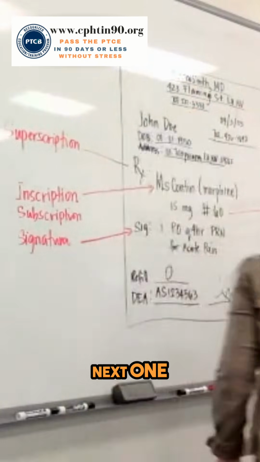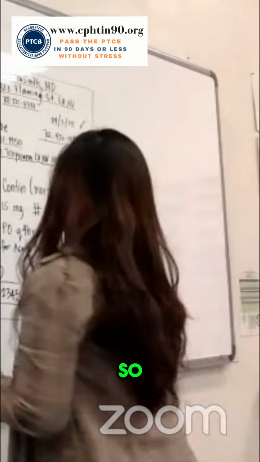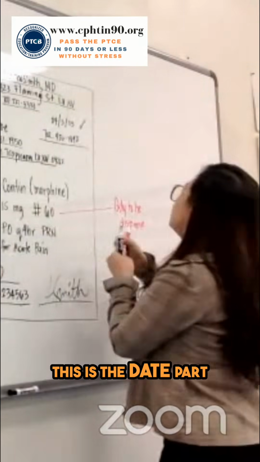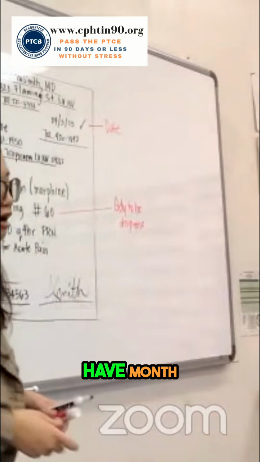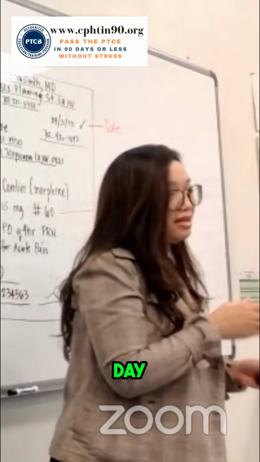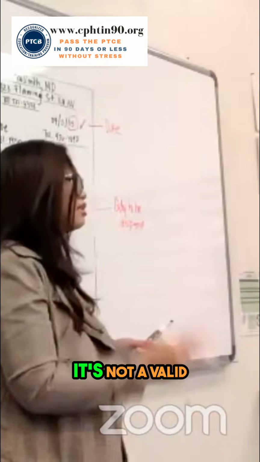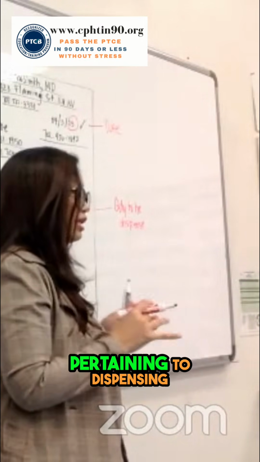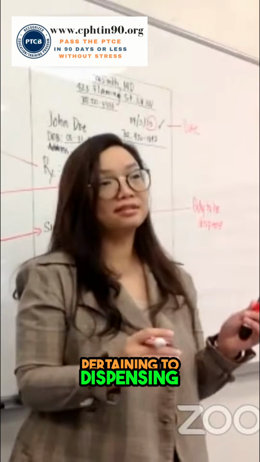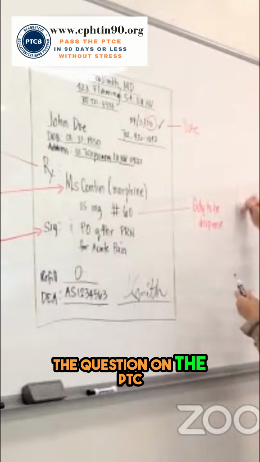Next one, a prescription should always have the date. So this is the date part. A date should always have month, day, and year. If it doesn't have the year, it's not a valid prescription, because there are rules pertaining to dispensing prescriptions. Is that clear? This was part of the question on the PTCE.